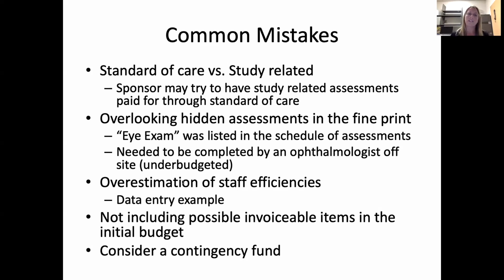And then another item is overlooking hidden assessments in the fine print. When you're looking at your table of assessments and going through everything, it might seem fairly straightforward for your area of expertise, and you just move forward. A good example I have is, we do cognitive assessments, and I know how to cost cognitive assessments, but for one of our clinical trials, there was an eye exam related to a possible adverse event. And an eye exam, well, the geriatricians can do that in clinic. That sounds great. I ticked the box, and it was costed out, and we went on our way.